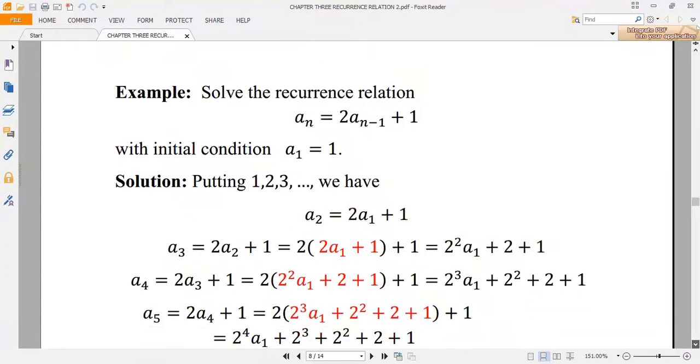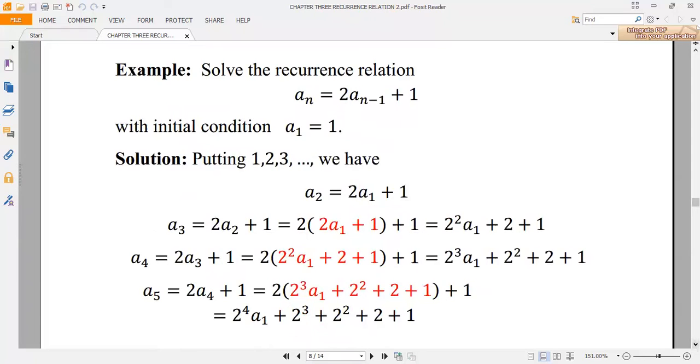Let's add another example. Solve the recurrence relation an, which is equal to 2 times an minus 1 plus 1 with an initial condition a1 is equal to 1. So by using an iteration method, putting n is equal to 2, 3 in such a way, a2 is equal to 2a1 plus 1.